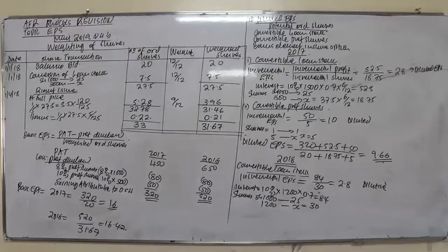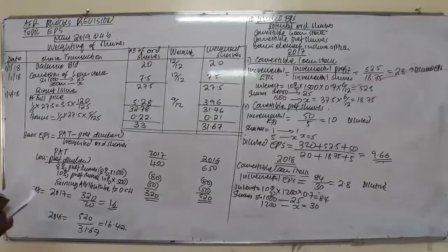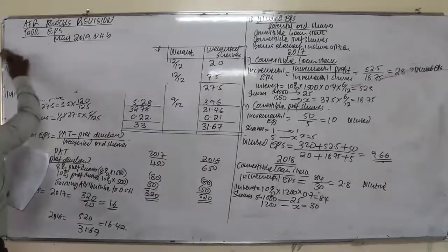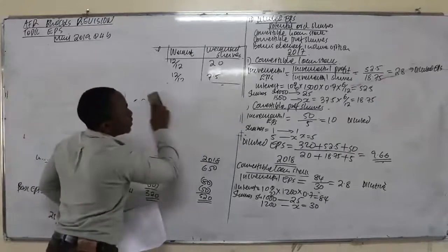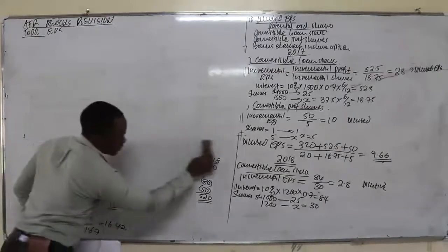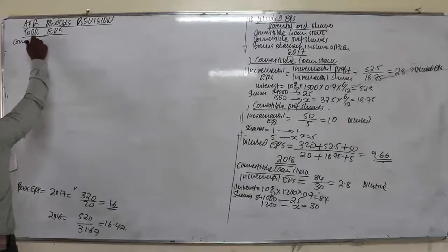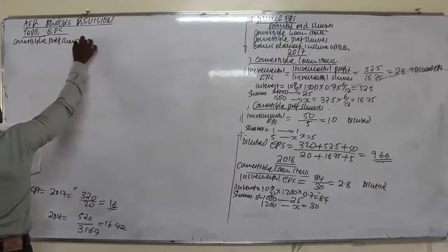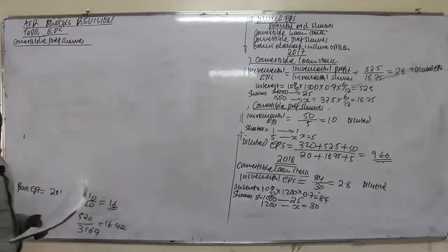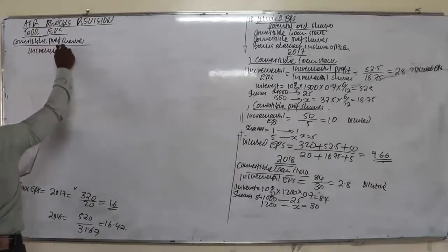Let's go to the second convertible. That's for 2018. Again, we had convertible preference shares, right? So convertible preference shares. Do you have anything that will change? Nothing will change for the one we had here, the incremental EPS. Let's go ahead.